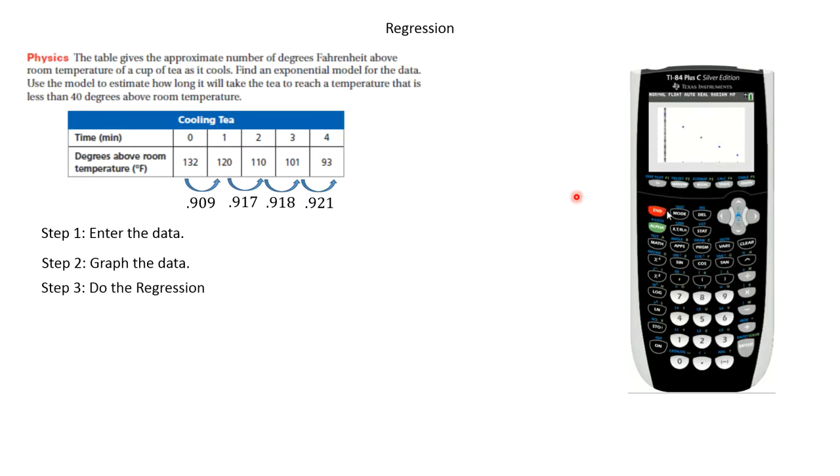So the next step is to actually do the regression. So we want to quit out of there, then go to the stat menu again. Now go over to calc.